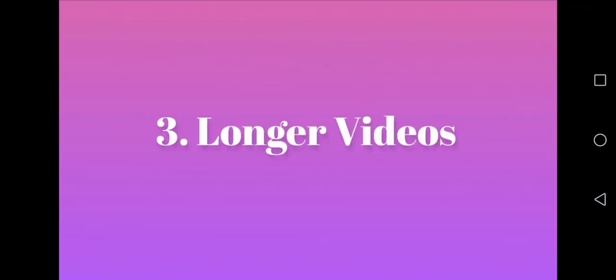So let's go to the number three tip: longer videos. According to YouTube research, longer videos rank better than shorter videos. People watch longer videos for a longer time. YouTube released a new algorithm about ranking videos in search. According to this algorithm, videos will be ranked according to watch time. The reason is that longer videos get more watch time than shorter videos.